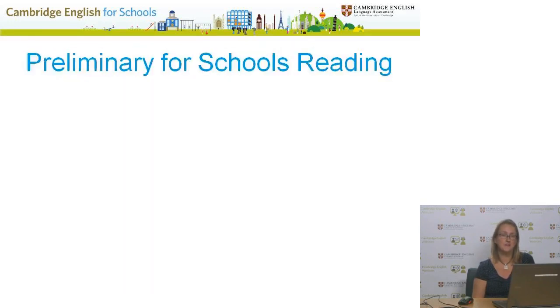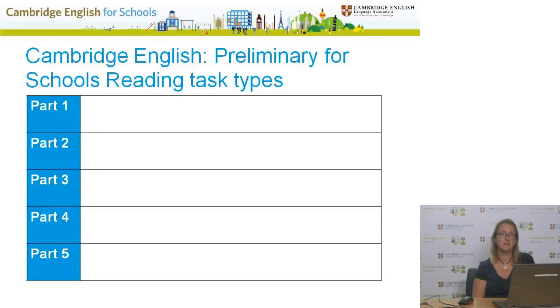So let's move on now to look at the reading tasks in the Cambridge English Preliminary for Schools. There are 5 tasks covering a range of skills. In the first part of the reading paper, candidates have to read and understand different kinds of short texts, like notices on a school notice board or text messages. In part 2, candidates have to match 5 descriptions of people to things that are suitable for them. The topic could be holidays, TV programmes, websites, books, etc.